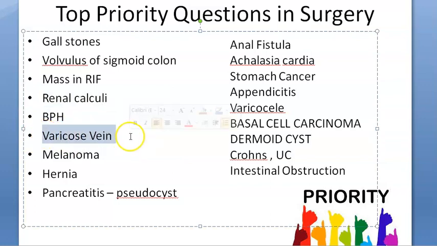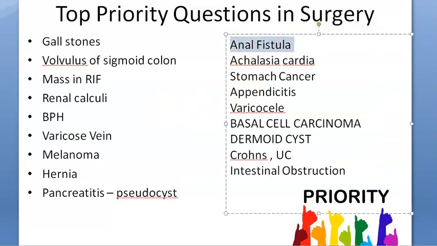Then varicose veins, you should know all those tests that you do, right? Then the operation that you do, Trendelenburg operation. Melanoma, very important to know how you'll treat. Wide excision, hernia, inguinal hernia, etc. Femoral hernia, how will you differentiate? A lot of videos we have separately on this. Pancreatitis, alcohol can be a cause. Then it can lead to pseudocysts. So many stomies are there, cystogastrostomy, all those surgeries you'll have to know.